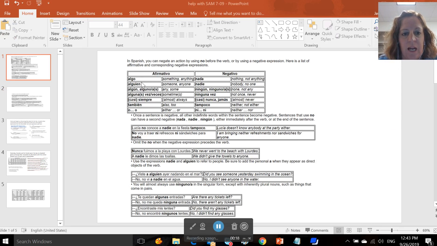Affirmative and negative words like algo, alguien, algún, alguno, alguna, siempre, también, o, ni. And so this is what your book says about them before we move on. So in Spanish, you can negate an action by using no before the verb or by using a negative expression. So there's a list of the negative expressions. Once a sentence is negative, all other indefinite words within the sentence become negative.